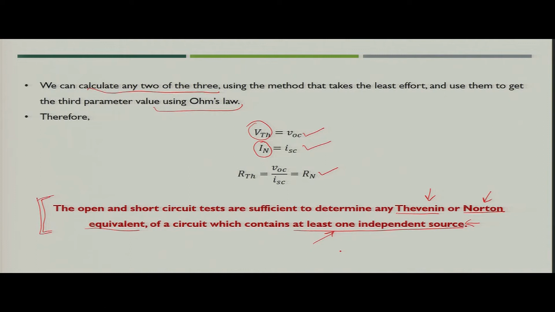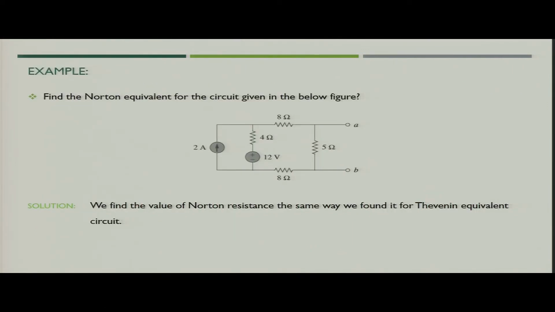Now, let us understand the concept with the help of one example. So, the circuit which is given in the figure, we need to find out the Norton's equivalent of this circuit. Now, we can also find out the value of Norton resistance the same way as we found the value of Thevenin equivalent circuit. That means, what we have to do? We have to short circuit the voltage source and open circuit the current source.